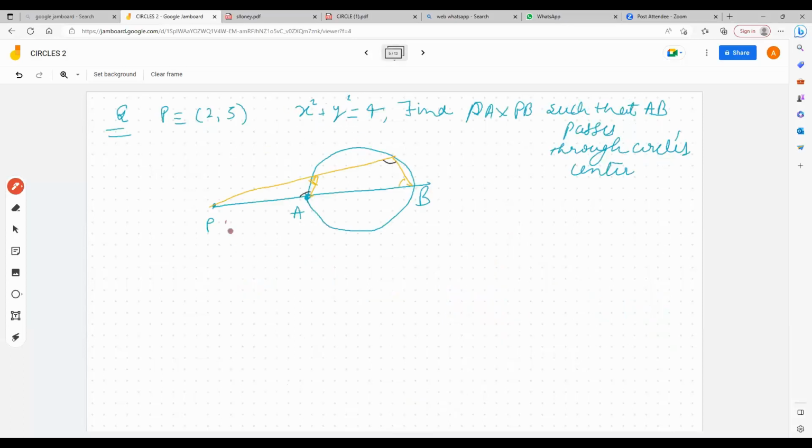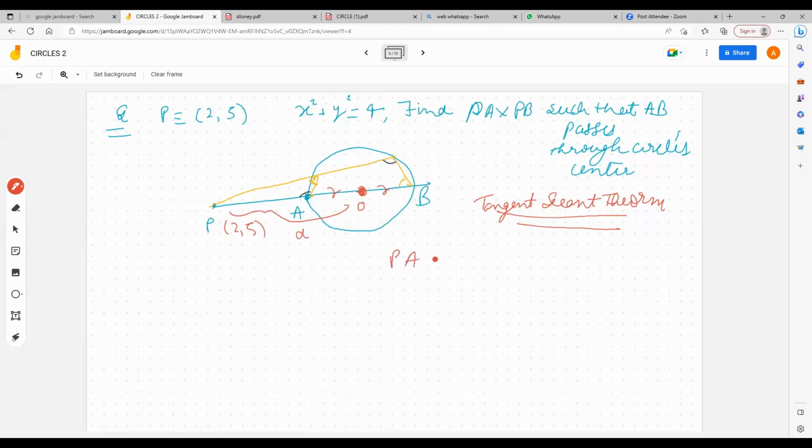Now let us do this problem. We are given a point P, which is (2, 5), and we are given a circle x square plus y square equals 4, and we need to find PA into PB such that AB passes through the circle's center. Now, if we are aware of the properties of the circle which we studied in our earlier classes of 9th and 10th, then we know about the tangent secant theorem. For example, first let us find this PA into PB. Suppose this is our circle with center O, and let us call this distance D, and this is R, this is R.